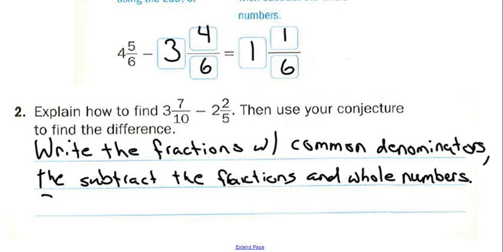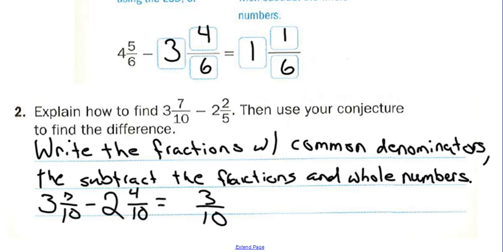So we'll rename these to have common denominators. Well, 3 and 7/10 remains the same because 10 is a multiple of 5 and 10. So this guy becomes 2 and 4/10. Subtract our fraction, 7/10 minus 4/10 gives us 3/10. And then 3 minus 2 is 1. So we end up with 1 and 3/10.